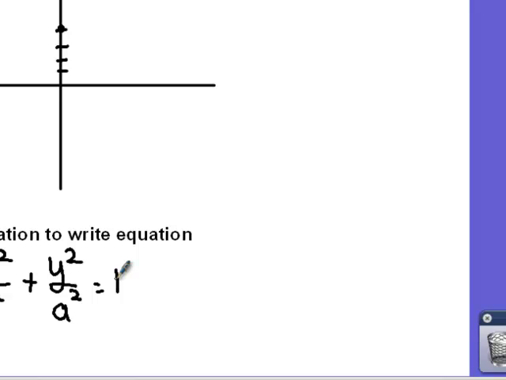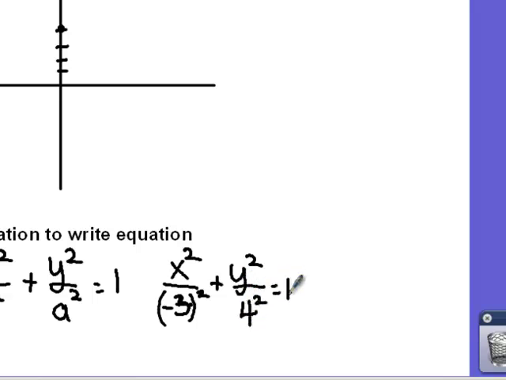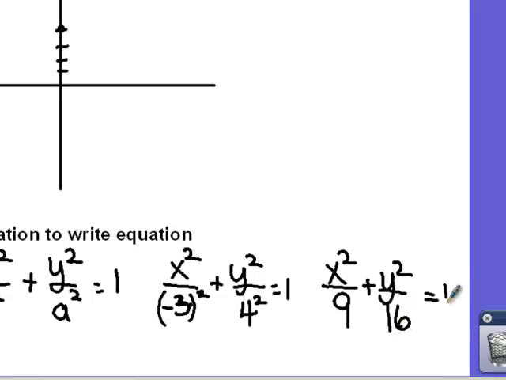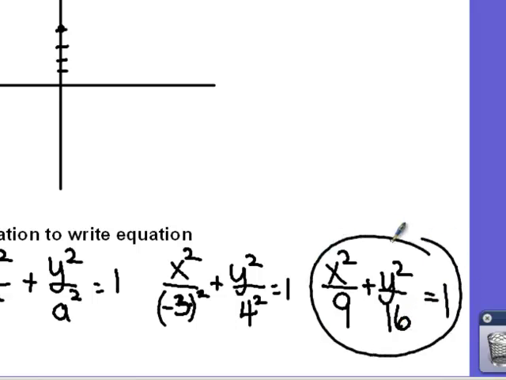Since we know what a and b are, all we have to do is fill this in. So we have x squared over negative 3 squared, y squared over 4 squared equals 1, and then just simplify it. So we have x squared over 9 plus y squared over 16 equals 1. So I just did this without even having to sketch it.